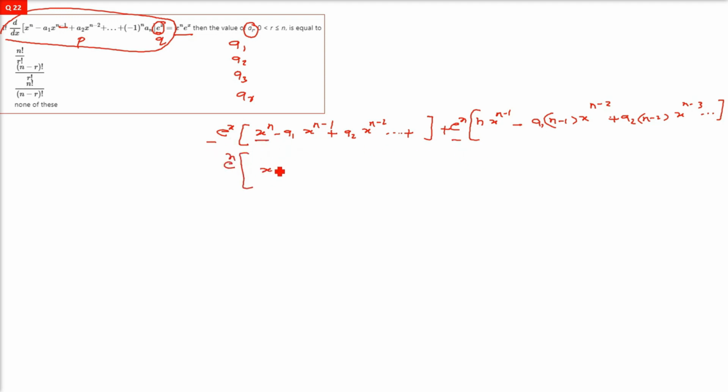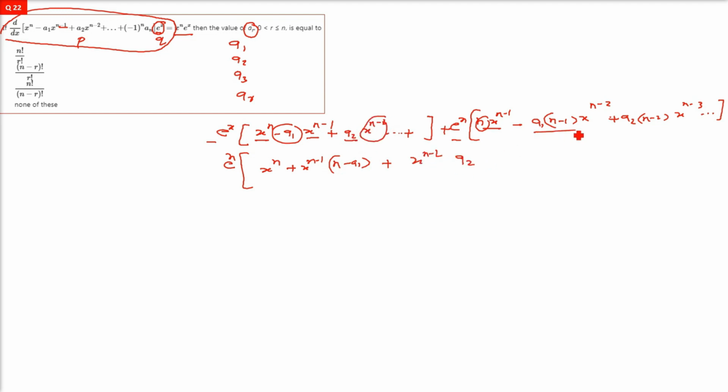So I'm taking this e to the power x common from both the terms. Inside it will be x to the power n. Now I'm taking x to the power n minus 1 common. So what is inside? n minus a1. Then we have x to the power n minus 2. And what do we have inside?